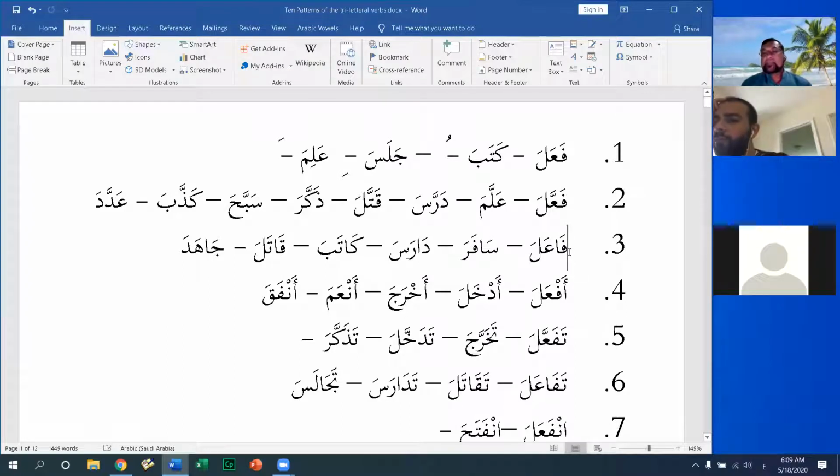Fa'ala, this pattern here is by introducing an alif between the fa and the ayn, and everything else remains the same. Fa'ala, like safara, which means he traveled. Darasa, which means he studied with someone. Kataba, to correspond with someone. Qatala, to fight. Jahada, to struggle.